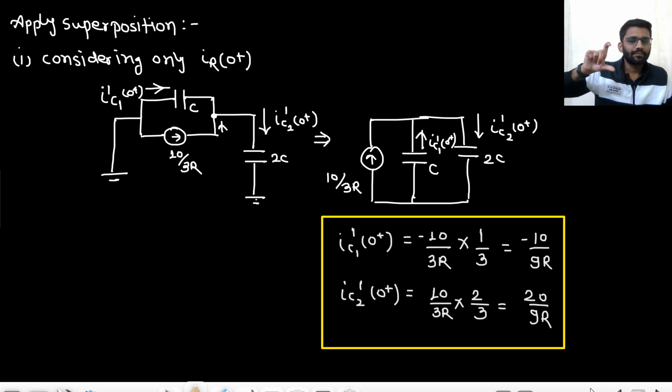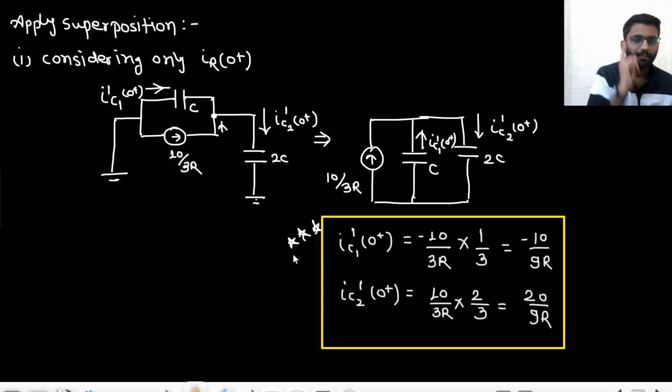This will be an important concept in the interview, a very important question. They will ask you the value of current at t equals 0 plus, and if you say this is the impulse current, your interview will be over. The current at t equals 0 plus is not impulsive. At t equals 0, the current is impulsive. The value of current at t equals 0 plus is minus 10 by 9R for IC1 and 20 by 9R for IC2.